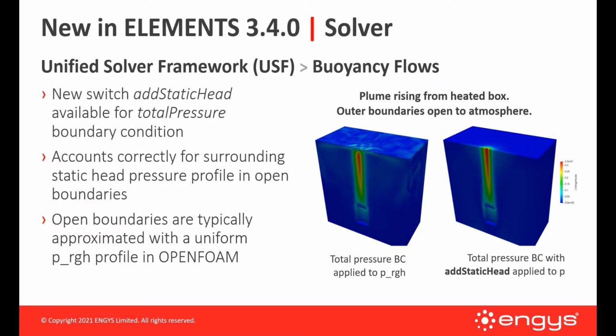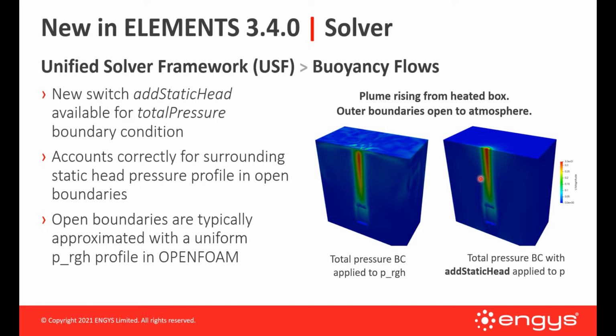In addition to the changes that we applied to the buoyant formulation, which I explained in the previous slides, we've also added some changes to the total pressure boundary conditions in order to increase even further the stability of buoyant flows and natural convection flows. And this change is mainly focused on the addition of this new switch called add static head to the total pressure boundary, to account correctly for the surrounding static head pressure profile in open boundaries.